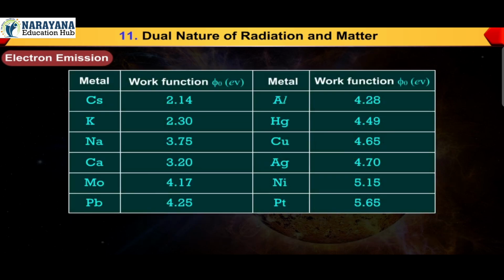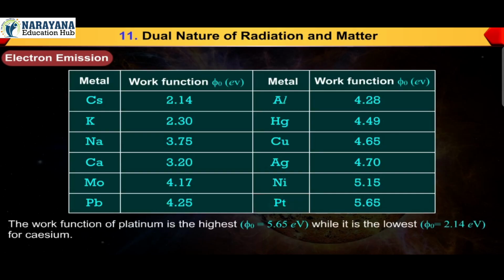The work functions of some metals are given. The work function of platinum is the highest, which is phi0 equal to 5.65 electron volt, while it is the lowest, phi0 equal to 2.14 electron volt, for cesium.